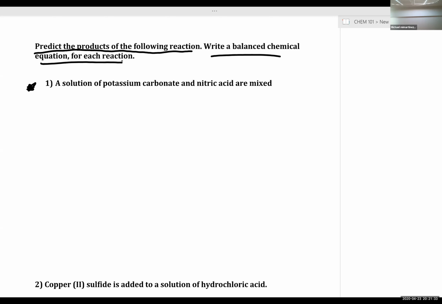Now, in order to make sure that we're all on the same page, we're going to start by writing the formulas of our reactants. So when we say potassium carbonate, what formula are we referring to? Drawing from our nomenclature experience, what formula? Yep.